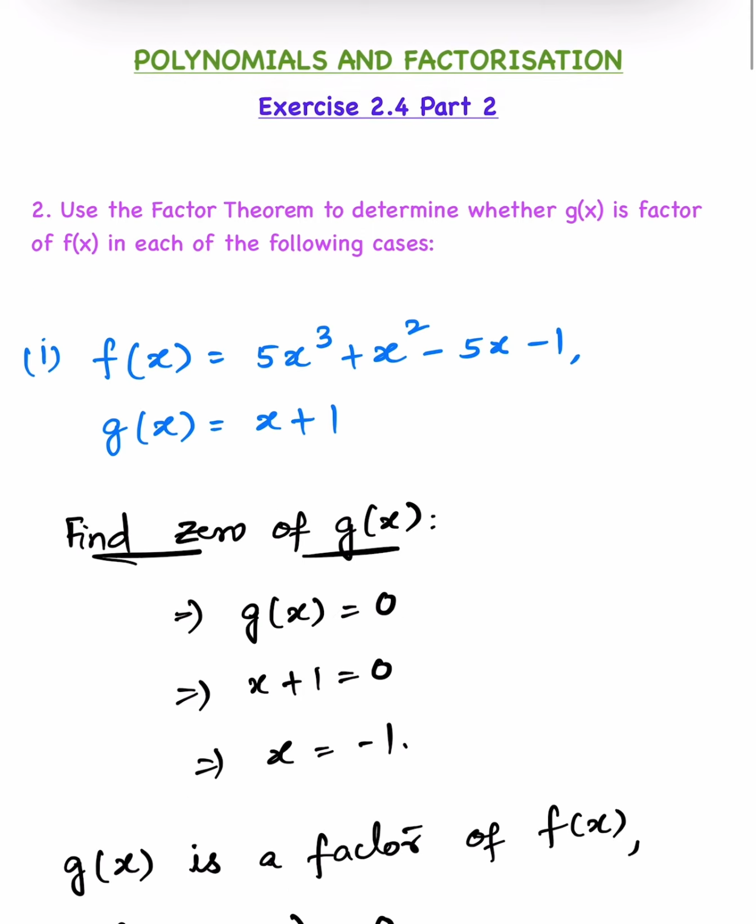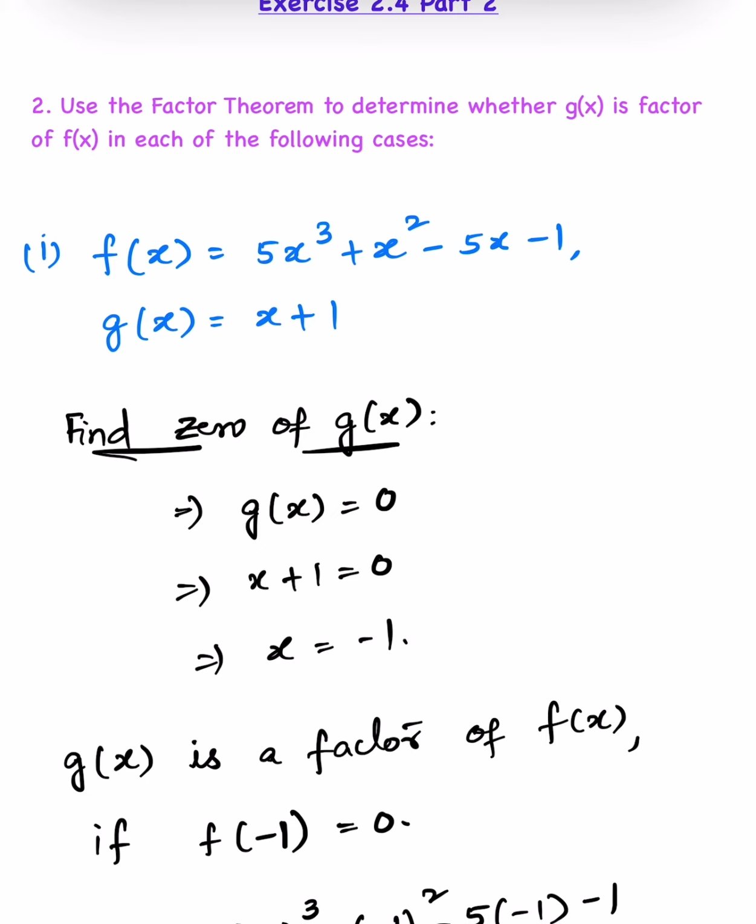So first bit, f of x equal to 5x cube plus x square minus 5x minus 1, g of x equal to x plus 1. So what is the 0 of g of x? You have to equate this g of x to 0. That means x plus 1 equal to 0, x equal to minus 1. So this is a 0 of g of x.